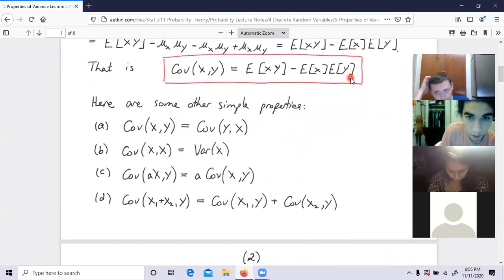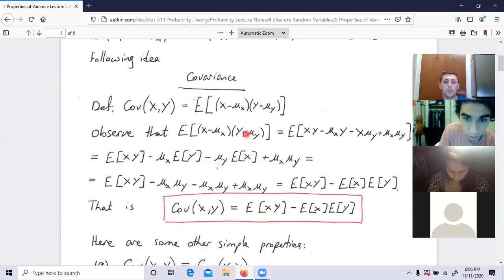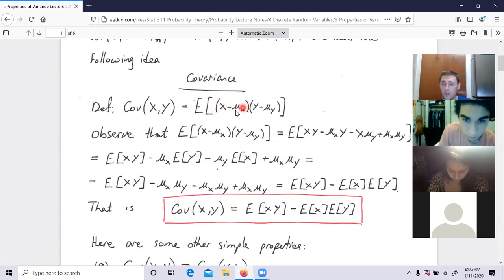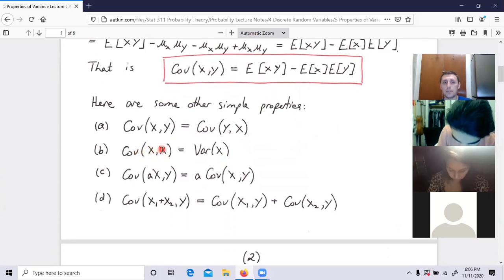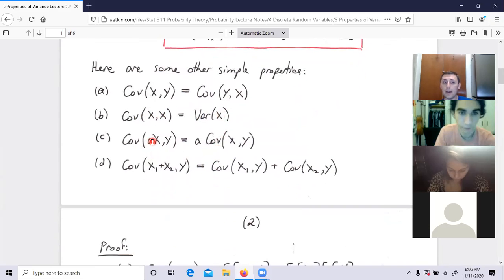Some simple properties. Property A. Naturally, if I switch x and y, covariance of xy is the same as covariance of yx, because it's the expected value of the same product. As mentioned, covariance of x with itself is variance. And then you have this scalar multiplicativity: covariance of ax and y, I can factor out the a. And covariance of x1 plus x2 and y ends up being covariance of x1 and y plus covariance of x2 and y. So in each coordinate it behaves like a linear function. If you took linear algebra, you realize that you're dealing with a multilinear map.